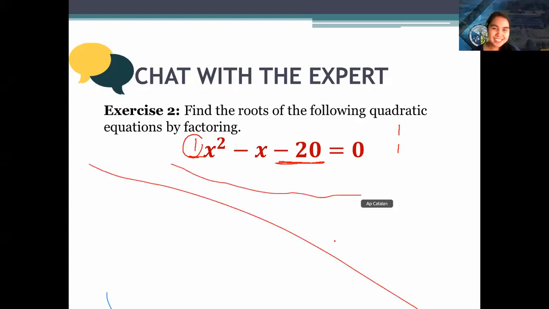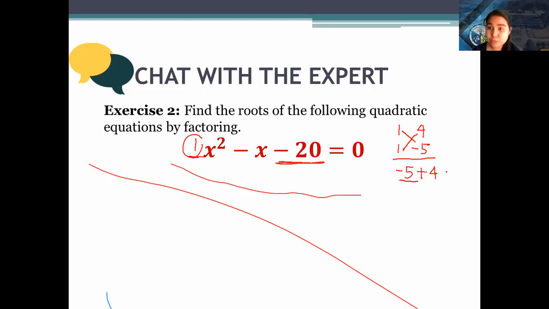For example, we have 4 and -5. Very good. Ma'am, what if after we cross-multiply, the sum is wrong? Do we try another combination? Let's cross-multiply first. Do not go ahead without checking if it's the correct one. 1 times -5 is -5. 1 times 4 is +4.